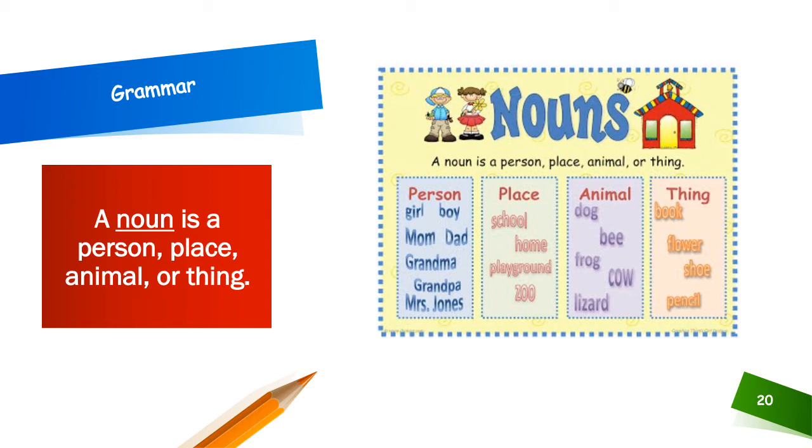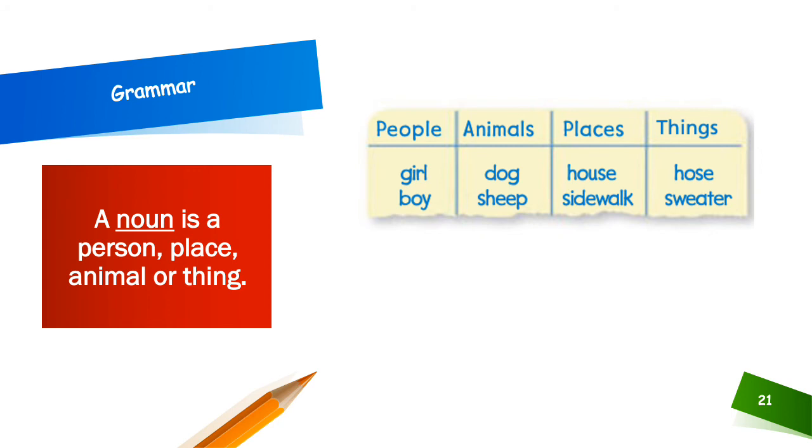Dog, bee, frog, cow, lizard. These are all nouns and they are animals. Book, flower, shoe, pencil. These are also nouns, but they are things. So we know that a noun is a person, place, animal, or thing. Here is a chart listing some more nouns. We have girl and boy, those are under people. We have dog and sheep, those are under animals. We have house and sidewalk, those are all places. And we have a hose and a sweater, those are all things. So all of these are nouns.